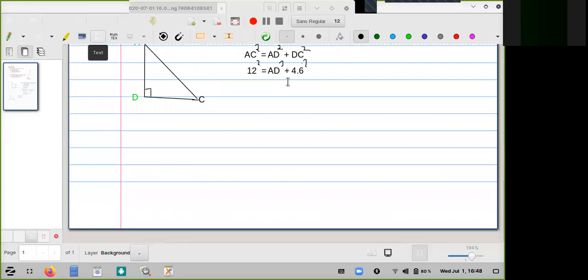Now I'm going to transpose 4.6 squared to go to the left-hand side, which means it is going to be 12 squared minus 4.6 squared, which is equal to AD squared. Again, we are dealing with squares.